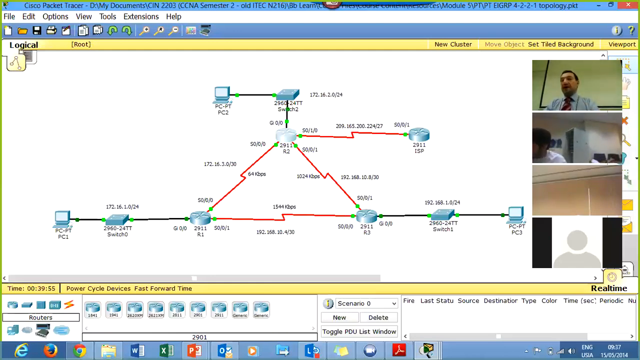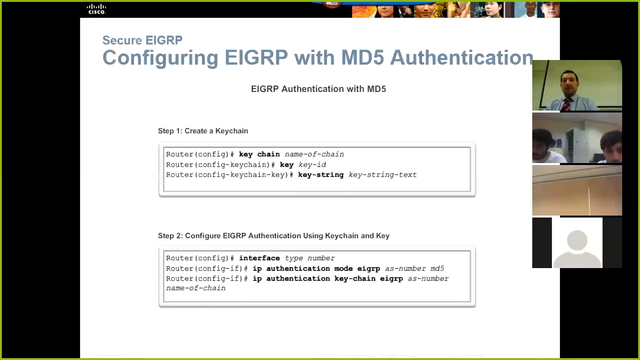Now, if I do it on the link between R1 and R2, do I need to do it on all of the links? No, you don't have to. Each link is independent from the others, but it's a good idea to do it. If you do it from R1 to R2, and then you send something from R1 through R3 and then R2, it doesn't matter, as long as the link between R1 and R2 is authenticated. Between R2 and R3 there's no authentication, no problem. So you put the command ip authentication mode. You have to set which authentication mode you're using, which is MD5. So authentication mode eigrp, put the AS number like 1, md5.